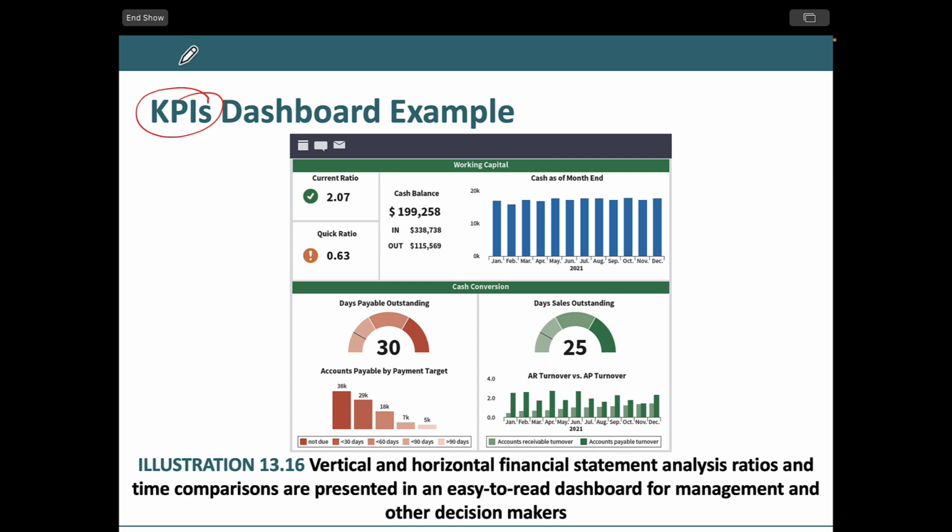As you see here, we have working capital, then we have our current and our quick ratio showing our cash balance, our days that our payables are outstanding, and our days that our sales are outstanding. As a CFO, I always looked at my KPIs every morning, and it was one of the most important dashboards that I created.